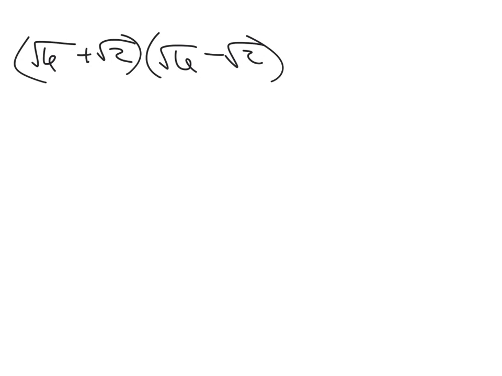method again. One option you can do with the difference of two squares is take the first term and square it. So the square root of 6 squared is just 6. Square root of 2 squared is just 2. And we get a 4 for an answer. So that's a lot faster and easier if you can remember that method.